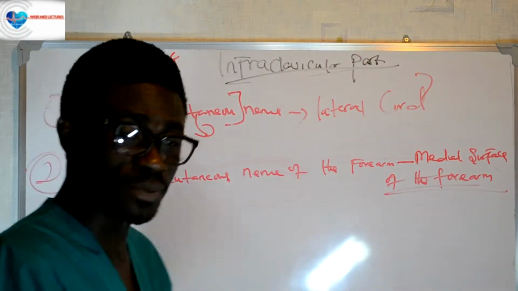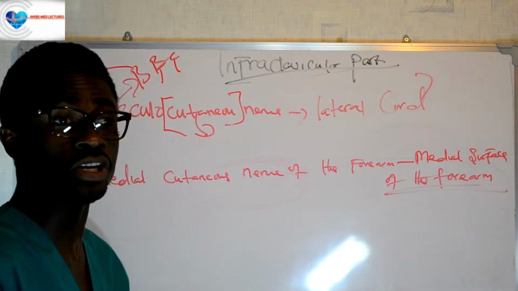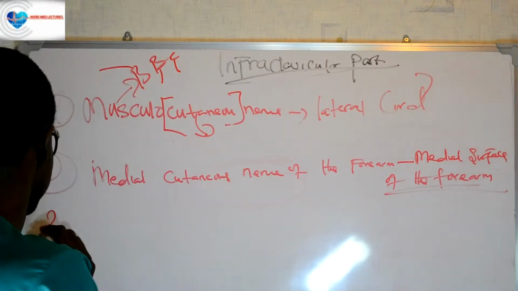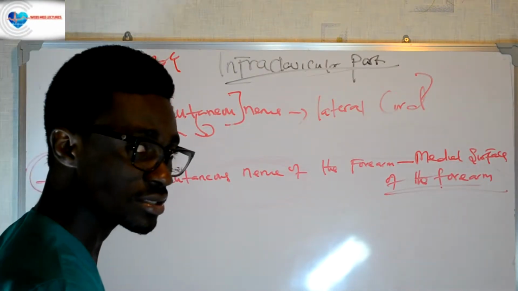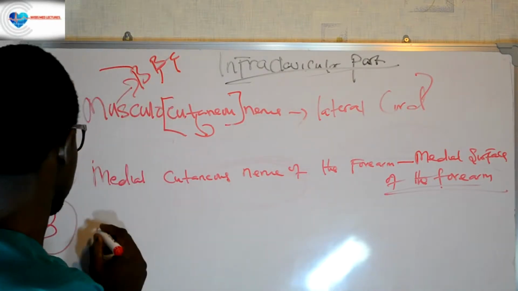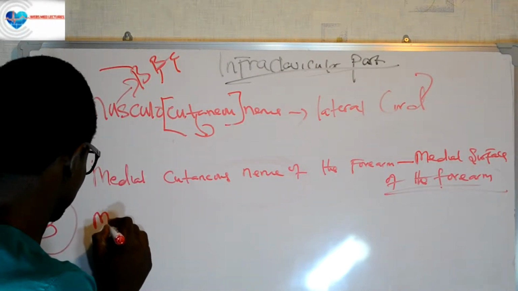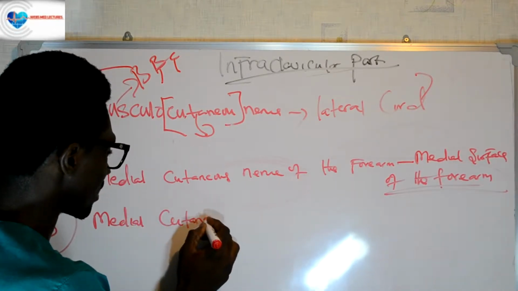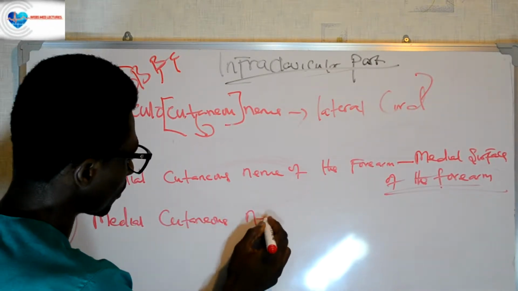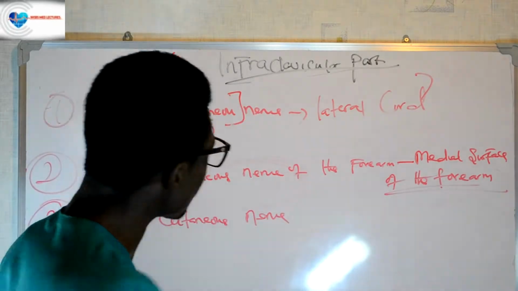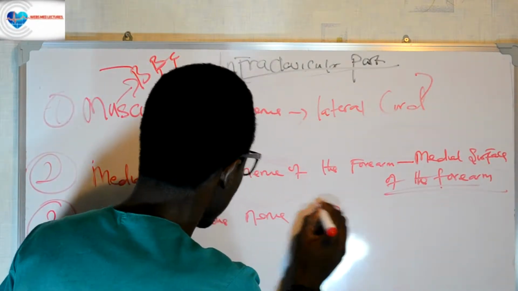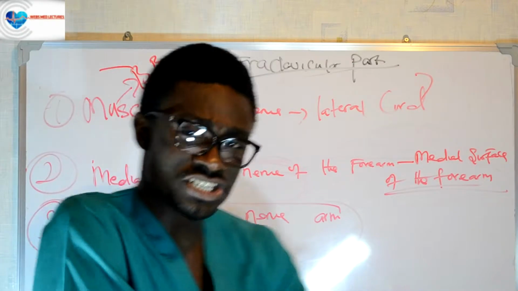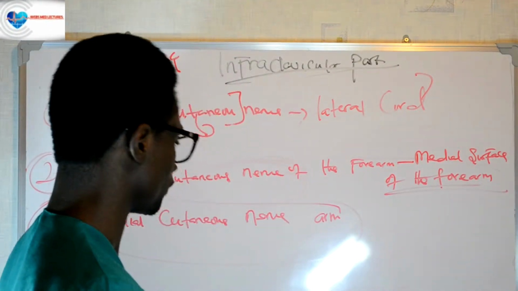Alright, the next beautiful nerve we're gonna talk about is known as what? It's known as what, guys? Alright, it's called what? The medial... the arm. Of the arm, guys. This region, your brachial. You understand?